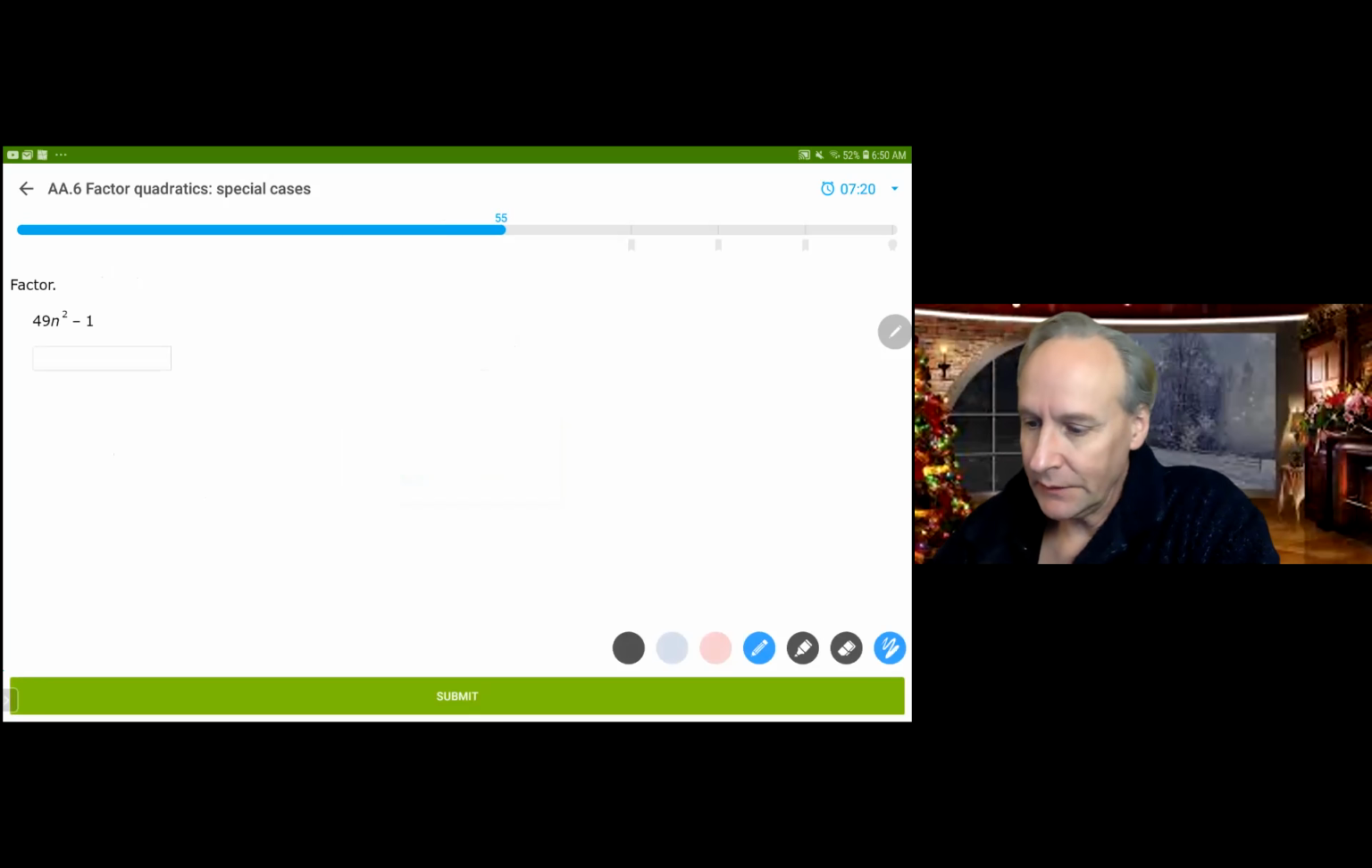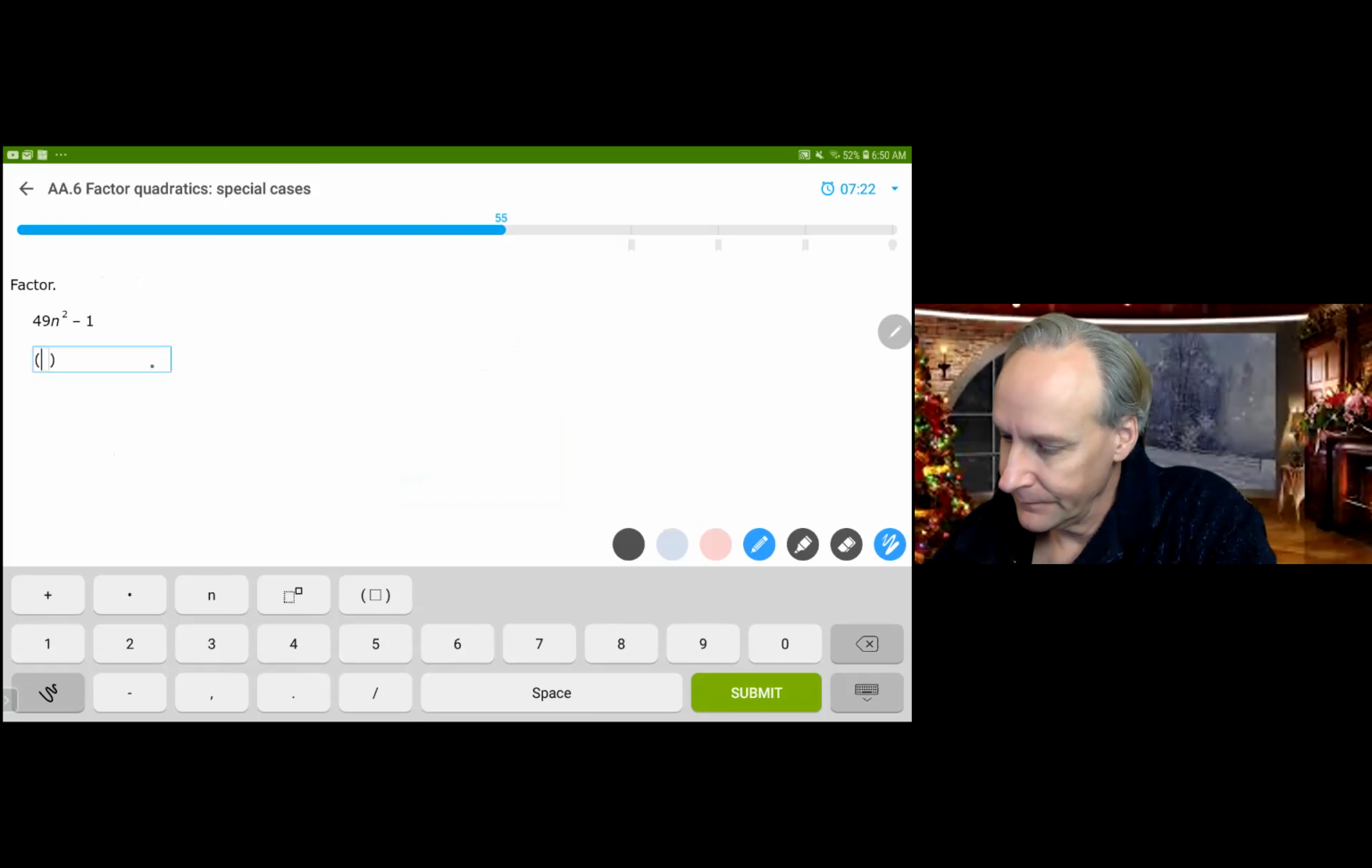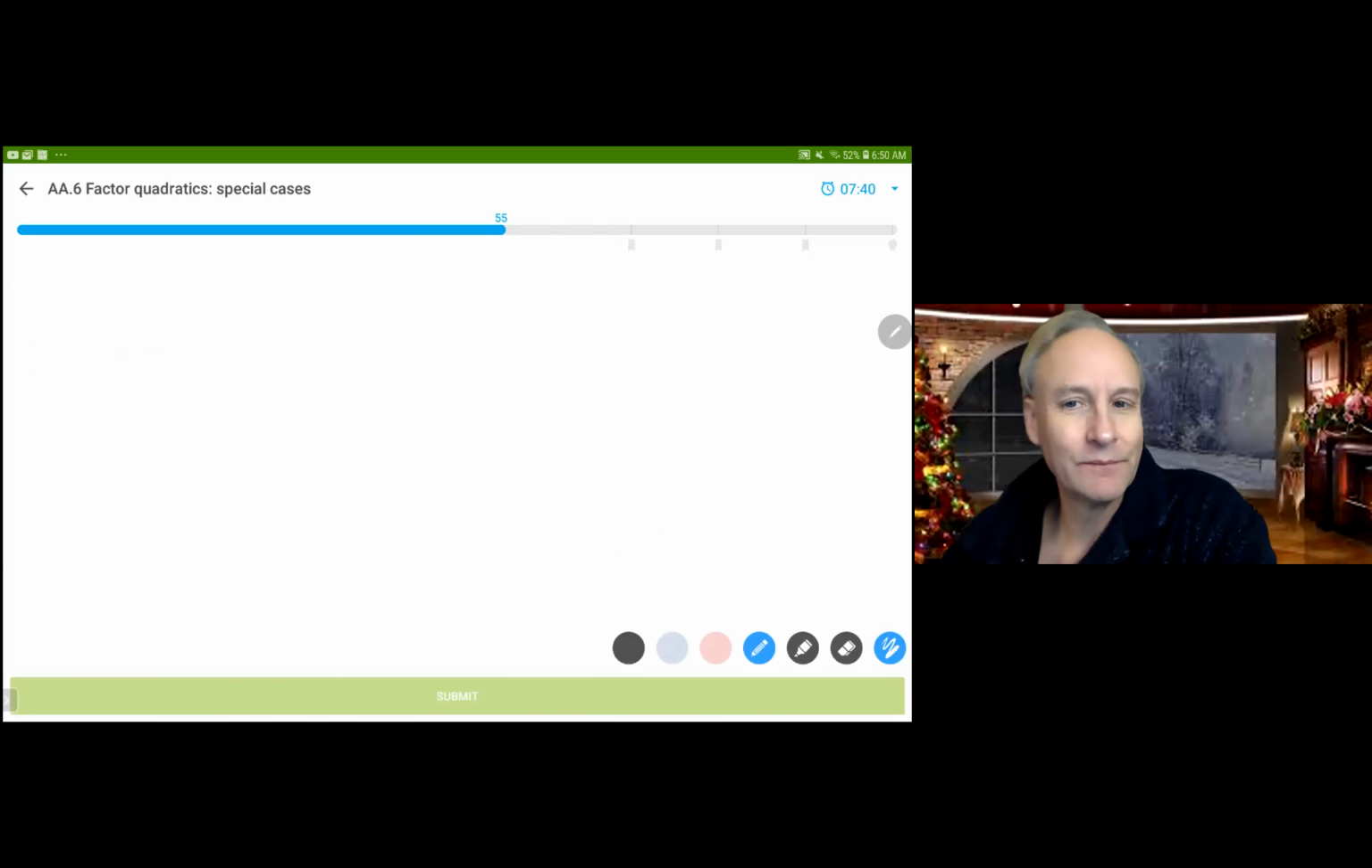Perfect square trinomial, difference of squares. 7n plus 1. And come on, how about a 7n minus 1? And there we go. And it is a difference of squares.